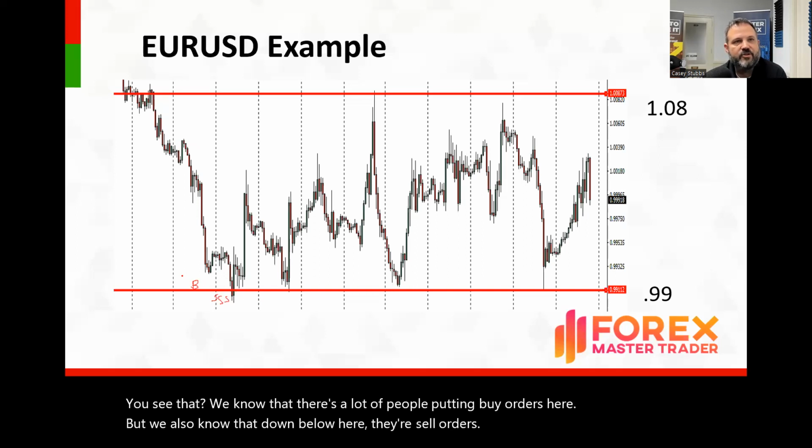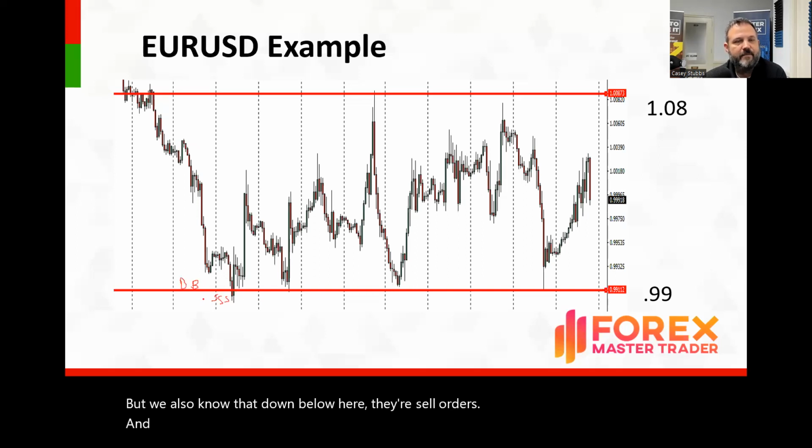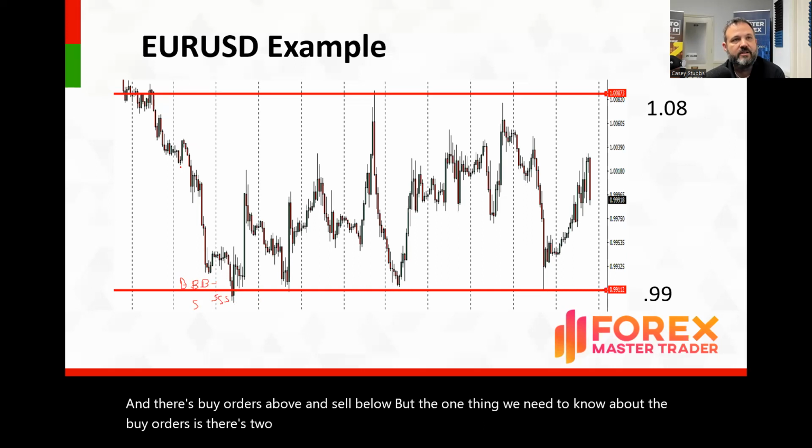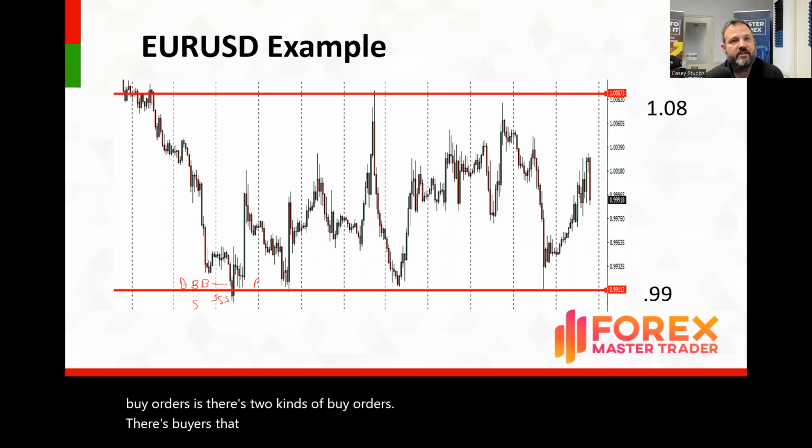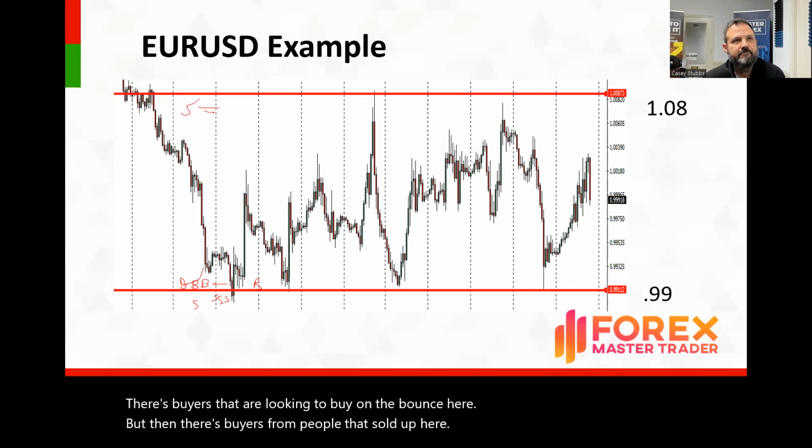And there's buy orders above and sell below. But the one thing we need to know about the buy orders is there's two kinds of buy orders. There's buyers that are looking to buy on the bounce here, but then there's buyers from people that sold up here. Okay, they sold up here.